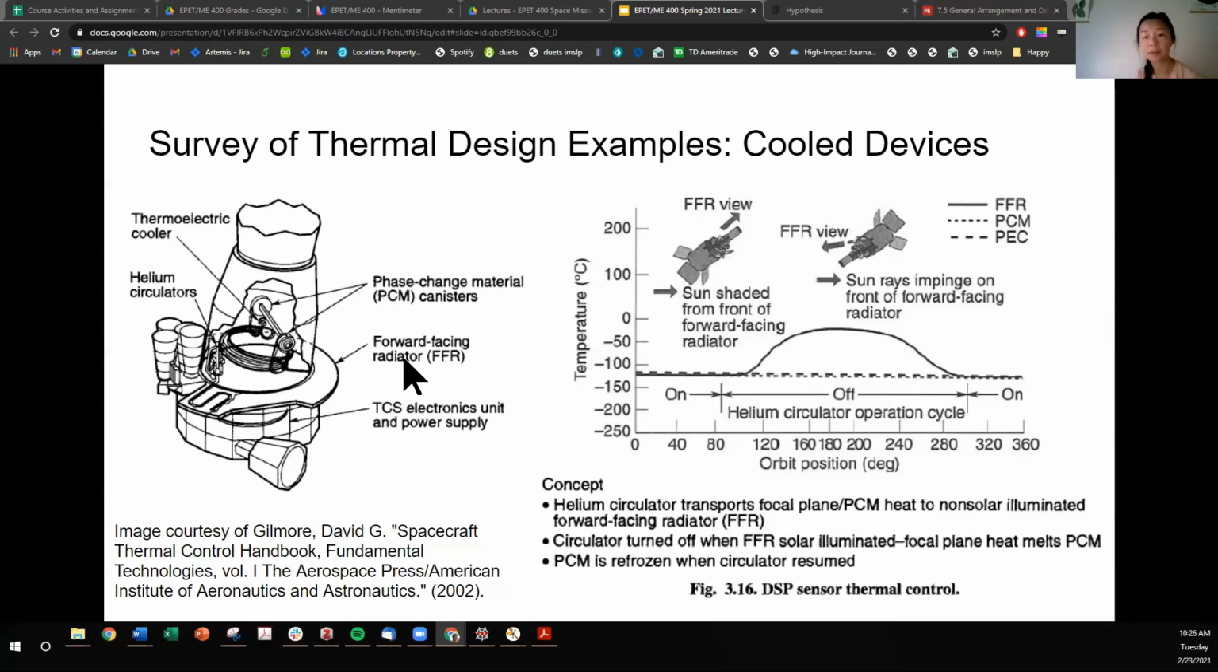The operating principle of the system is the transporting of heat from the focal plane and phase change material to the radiator by means of a pumped helium loop during the half of the orbit when the sun does not shine on the radiator.